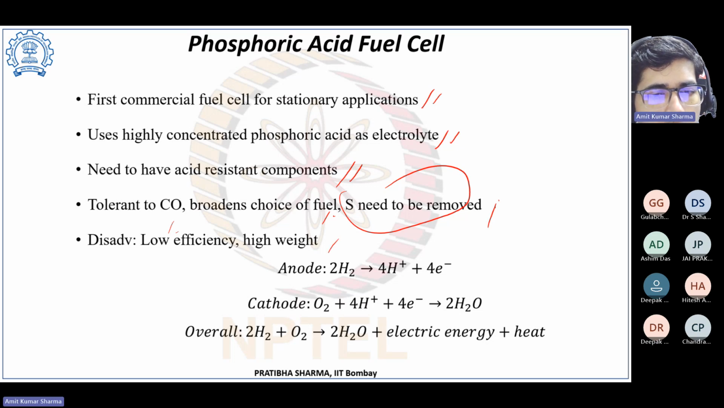Low efficiency, high weight. So the anode reaction is 2H2 to 4H+ plus 4 electrons. Then the cathode: O2 plus 4H+ plus 4 electrons gives 2H2O. What is the difference here?